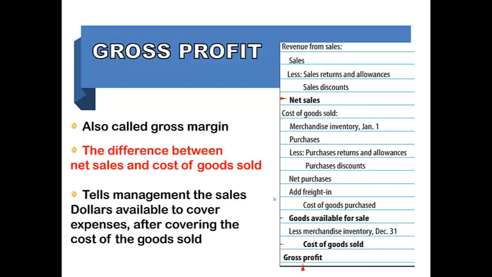So its calculation is net sales, which we calculated in Chapter 10. Remember that sales minus sales returns minus sales discounts gives us net sales. And then we're going to subtract the cost of goods sold. And then the difference between those two is the gross profit. So net sales is what we've collected from our customers, and then cost of goods sold is what that inventory that we sold actually cost us. And then gross profit is the difference. So that's the profit that we have made on all our sales.